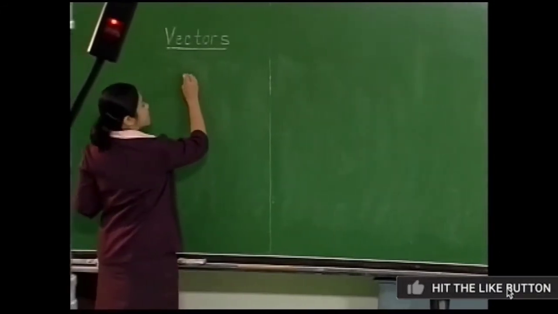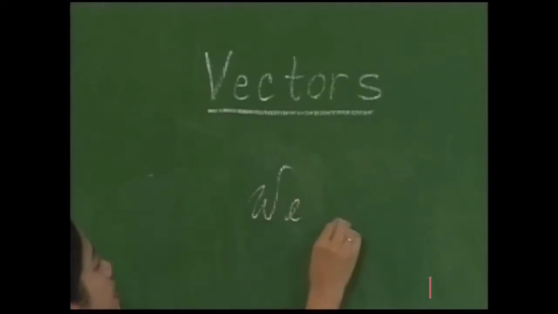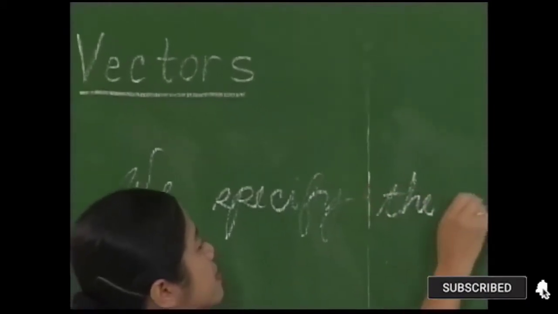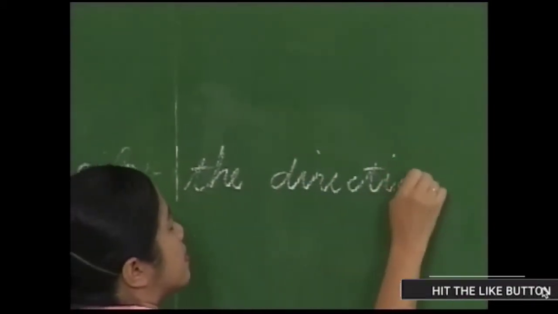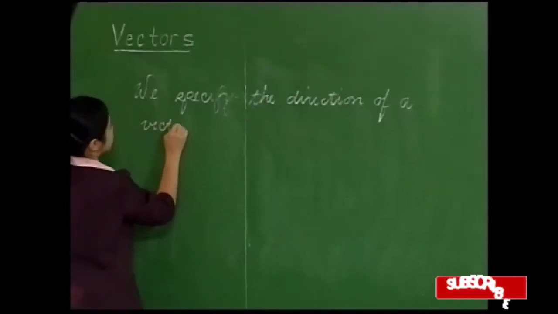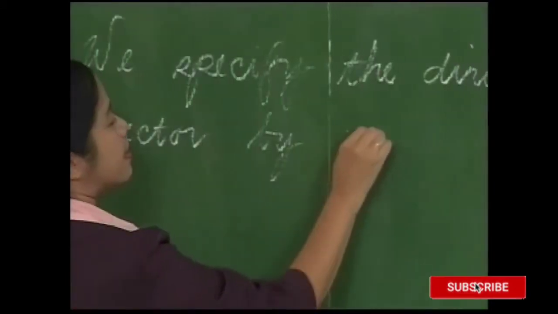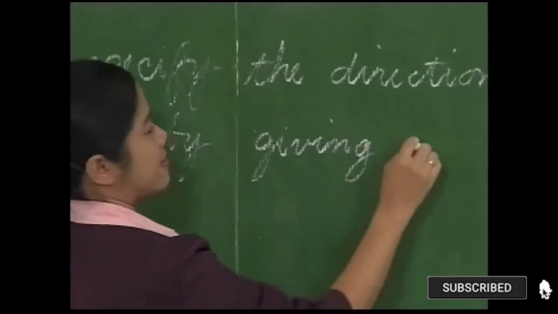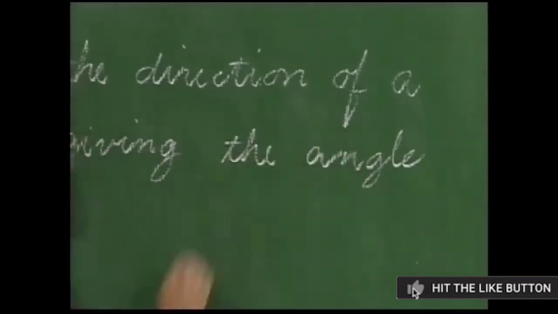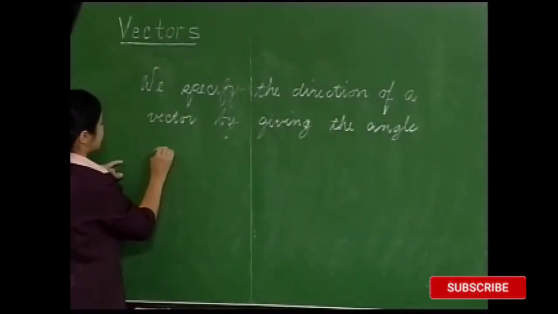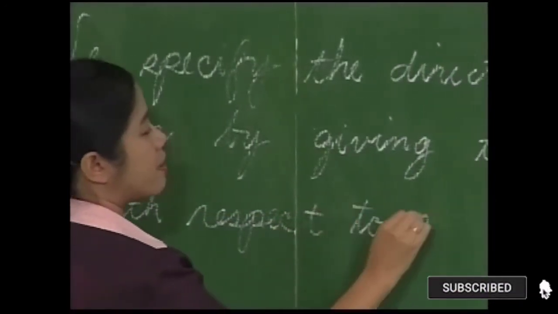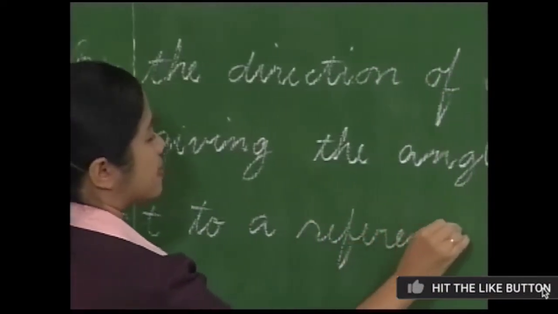So we specify the direction of a vector by giving the angle, its angle with respect to a reference line. With respect to a reference axis or line.